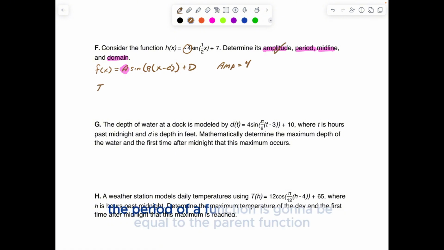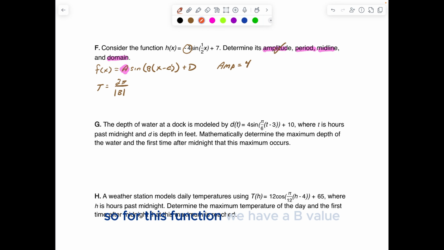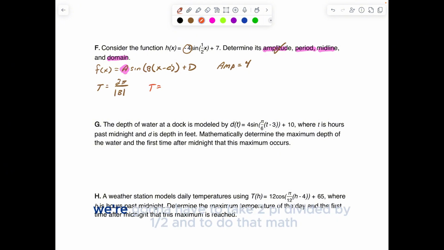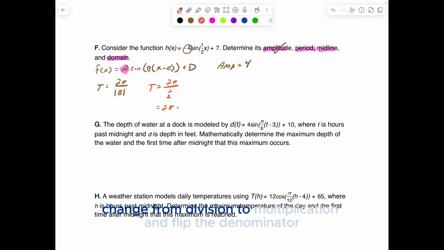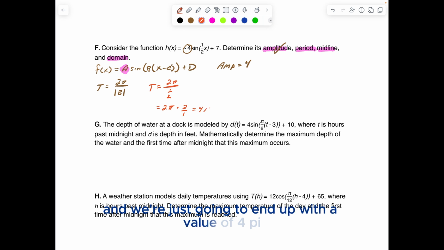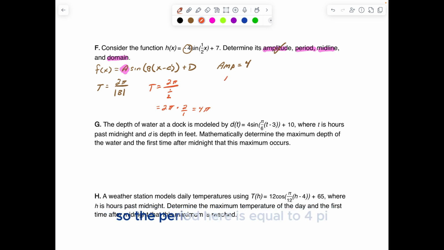The period of a function is going to be equal to the parent function period, which is 2 pi, divided by the absolute value of b. So for this function, we have a b value of 1/2. To calculate the period, we take 2 pi divided by 1/2. To do that math, we'll employ keep, change, flip. We keep the numerator, change from division to multiplication, and flip the denominator. We end up with a value of 4 pi. So the period here is equal to 4 pi. So we've taken care of that.